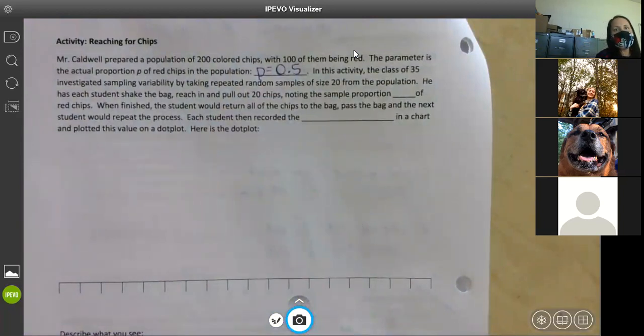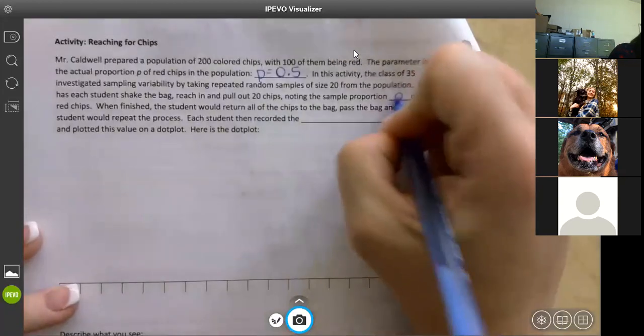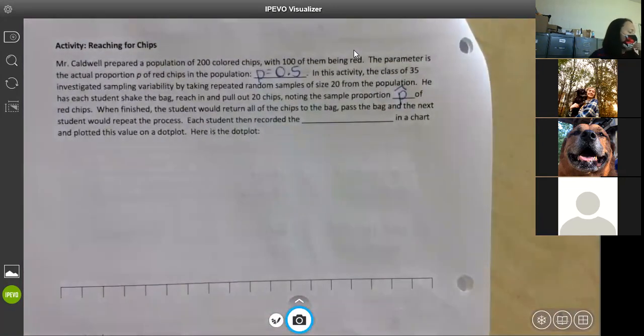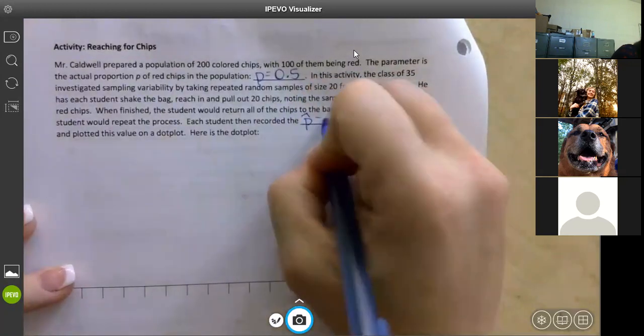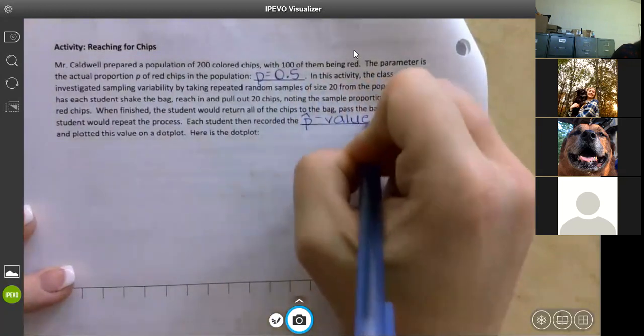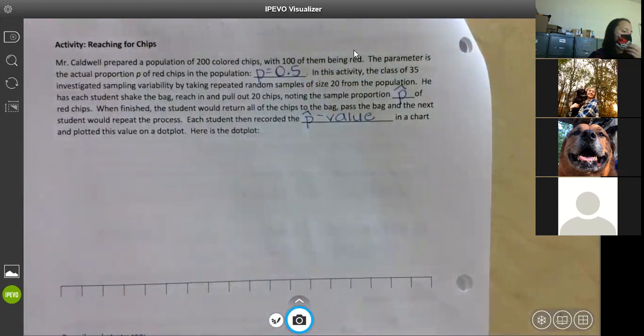In this activity, the class of 35 investigated sampling variability by taking repeated random samples of size 20 from the population. He has each student shake the bag, reach in and pull out 20 chips, noting the sample proportion, P hat, of red chips. When finished, the student would return all of the chips to the bag, pass the bag, and the next student would repeat the process. Each student then recorded the P hat value in a chart and plotted this value on the dot plot.